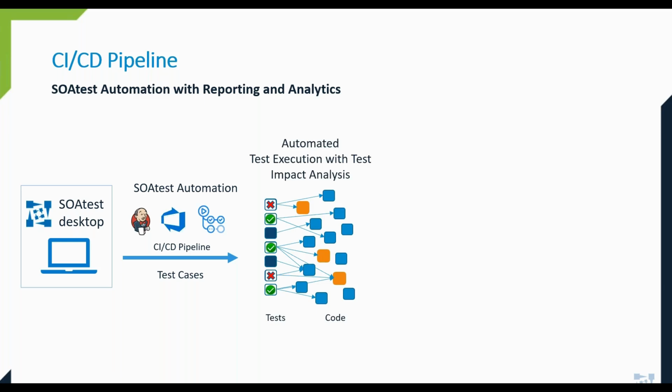SOAtest will automatically analyze what lines of code have been changed and correlate those changes with the impacted test cases, enabling teams to focus their testing on the areas of their application that were recently modified. This enables testers to focus their efforts on the areas of the application that are most at risk and most likely to contain defects or bugs, instead of retesting their entire application each time a change occurs.